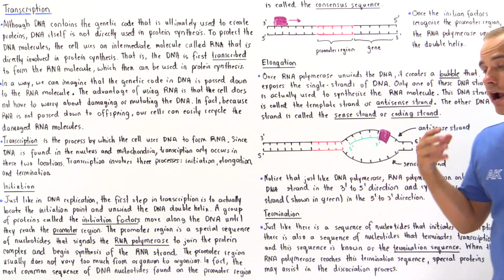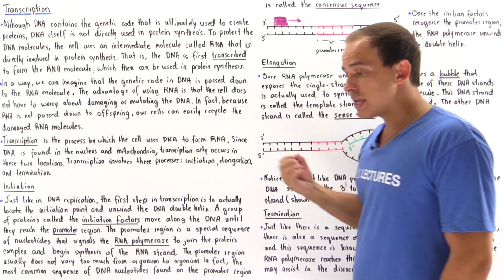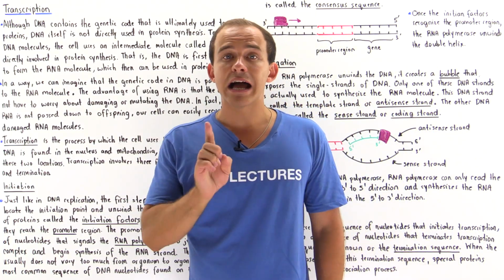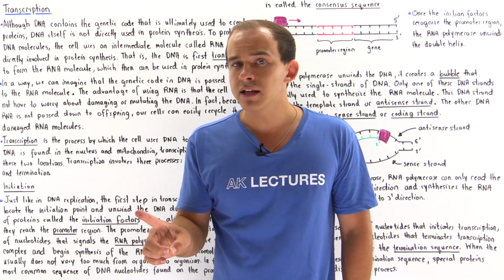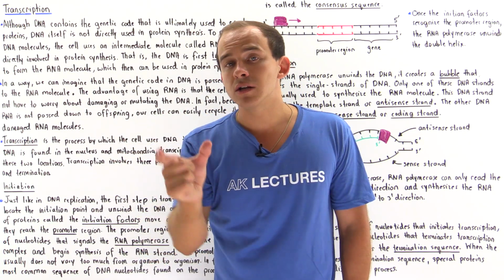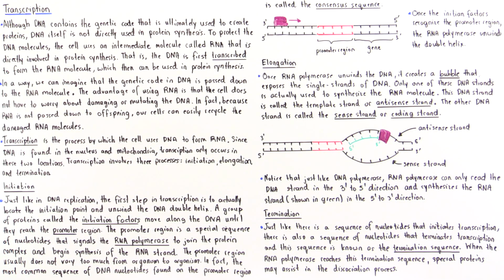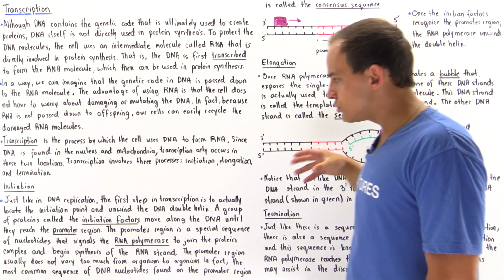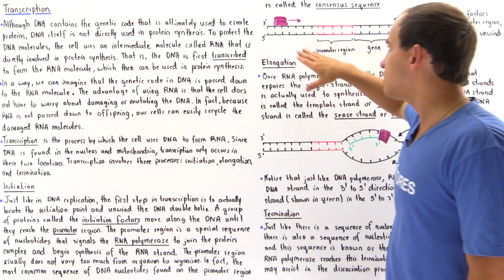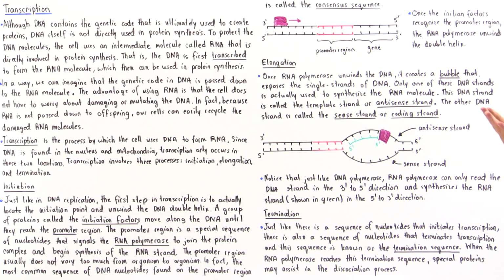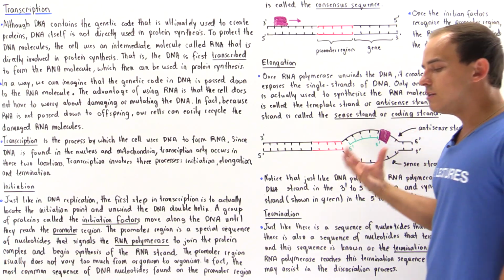Recall that in our discussion on DNA replication, a special type of enzyme known as DNA helicase actually has to unwind the double helix, but in this case, the RNA polymerase itself can actually unwind our double helix. So this concludes our discussion of initiation. Let's move on to the process of elongation.